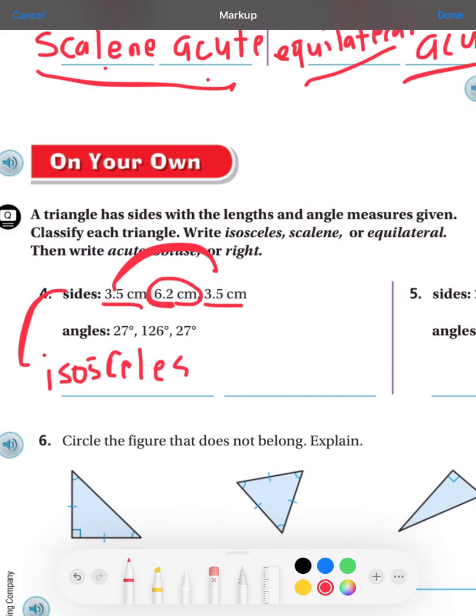And then angles, we have to look at that. We got two really small angles, 27 degrees. These guys are acute angles, but this one's obtuse. And if it's got one obtuse angle, then it is an obtuse triangle.